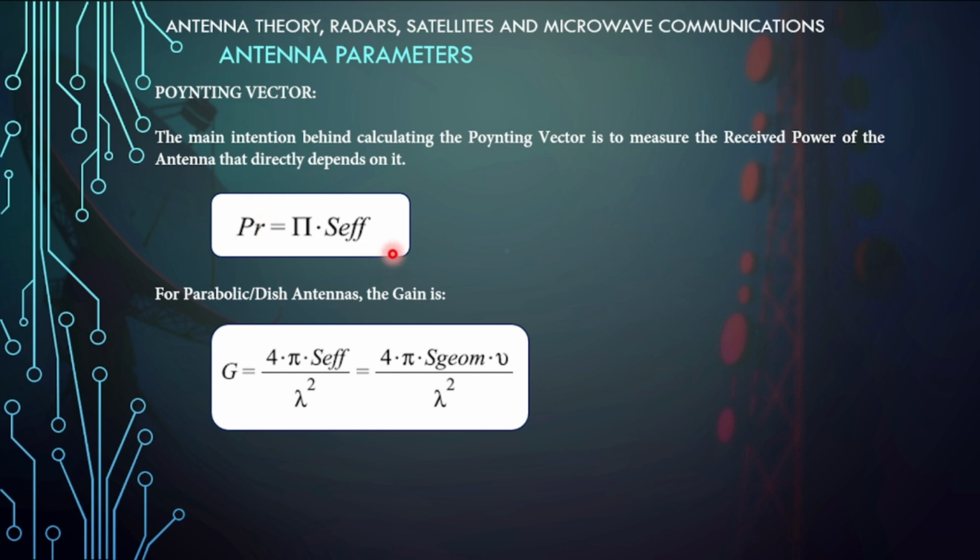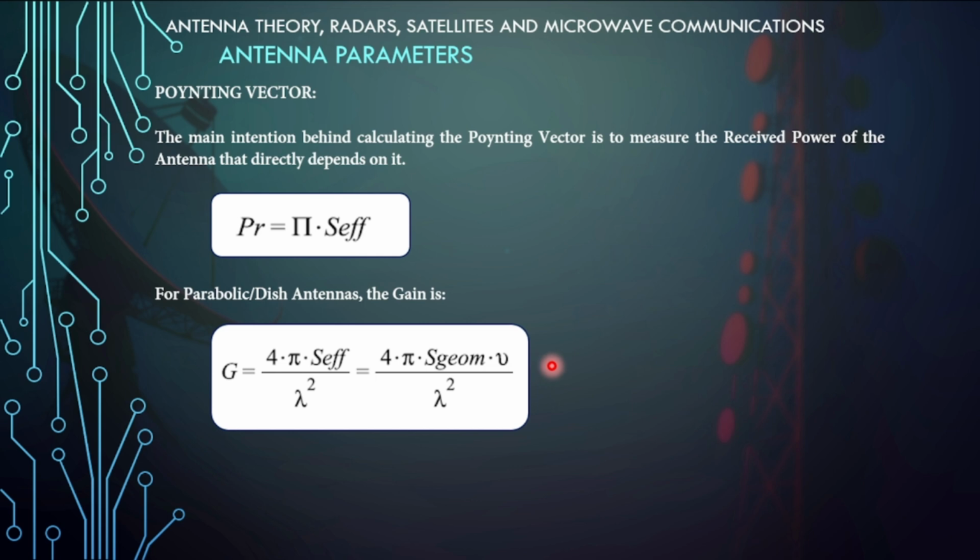Now, from that, we can actually measure the received power for a signal, the received power by an antenna. So PR is equal to the Poynting vector times the effective surface, the effective area of the surface. For parabolic dish antennas, the gain is G equal to 4 pi effective surface divided by lambda squared. By the way, the effective surface is the geometric surface or geometric area of the antenna.